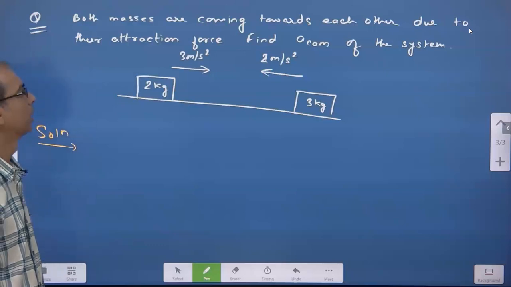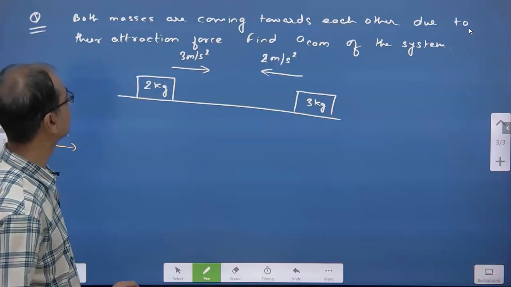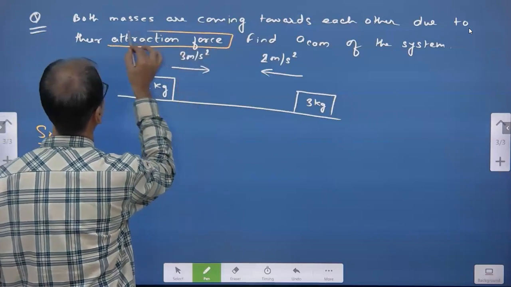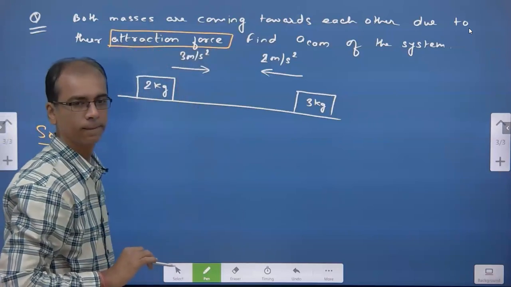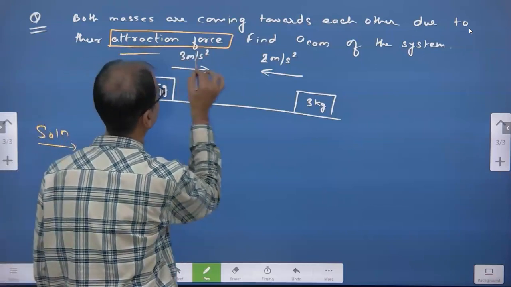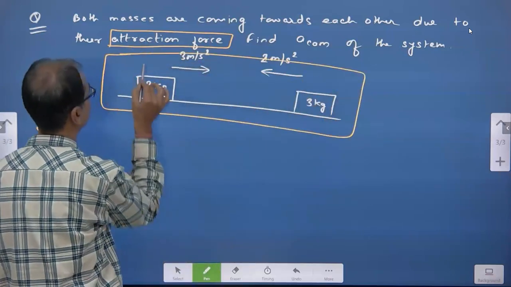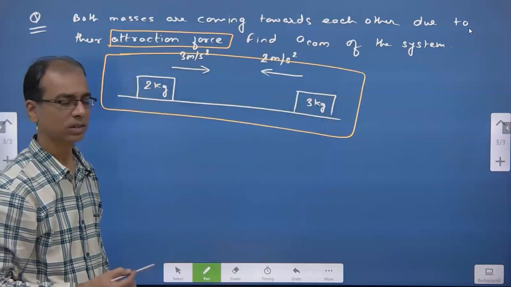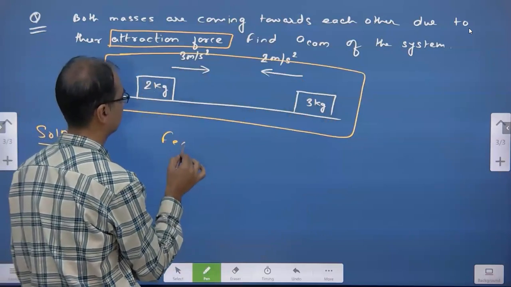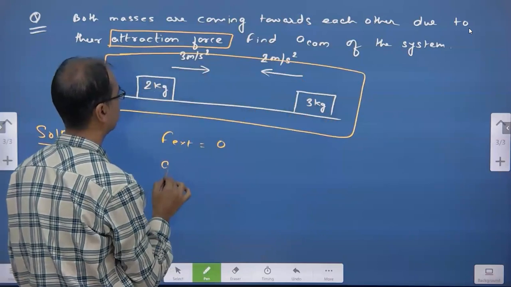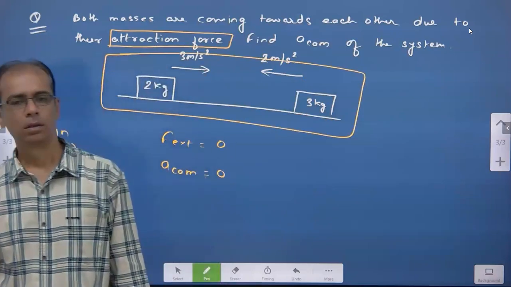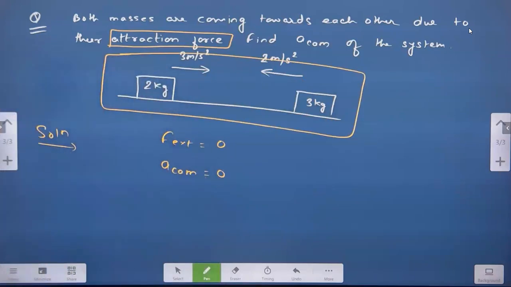Yes, sir. Okay. Now, first thing is, if you read the question, they say that they are moving due to their attraction force. That means if this is a system of two particles, is there any external force on that? No. External force is not there. If external force is not there, why calculate anything? We know acceleration of center of mass is 0. Finished. If external force is 0, that means acceleration of center of mass is 0.